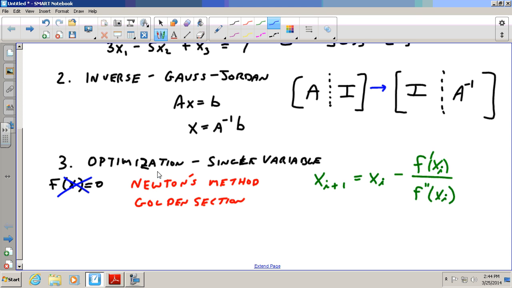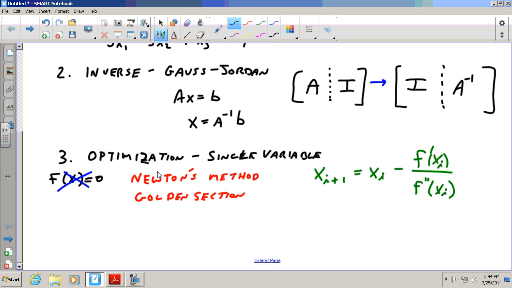You know how to do the technique. And make sure you read the problem carefully to know that we're trying to either maximize or minimize the function, because whether you max or min has a bearing on how you do the golden section. Okay, and so that is certainly another very important topic.